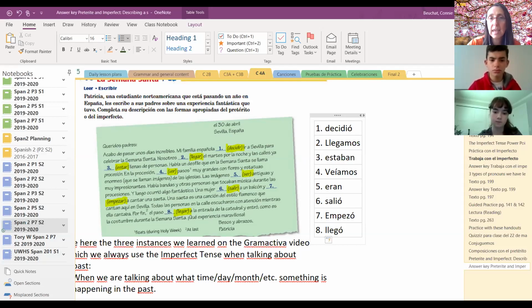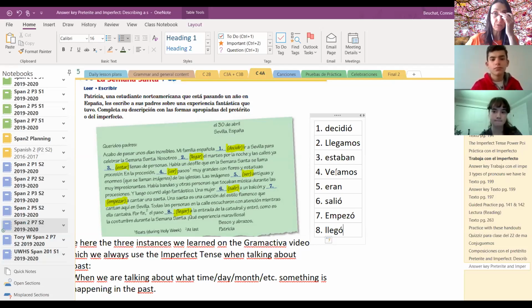Llegó. Llegué would be for the yo form. Llegó is él, ella. So yes, good job. Again, they arrived at one time. It was not something that was happening. So, el paso llegó a la entrada de la catedral y entró, como es de costumbre, durante la semana pasada. La Semana Santa, sorry. ¡Qué experiencia más maravillosa! Okay, that's it.